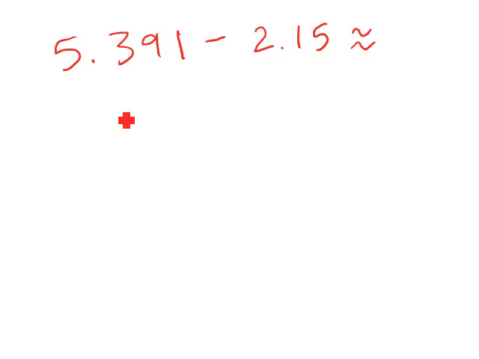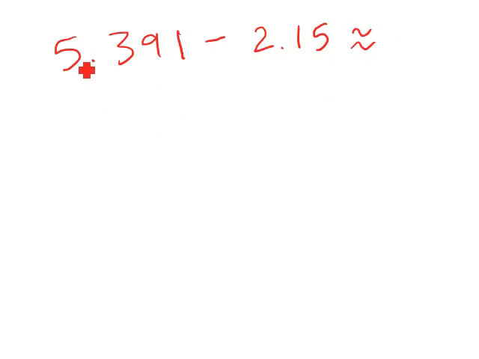Okay, let's see some examples now of adding and subtracting decimals. I should show you some subtraction. I'm going to again stick with my plan of using estimation to make sure my answer is correct. Let's say you have something like this: 5.391 minus 2.15. I'm going to first use front-end estimation.